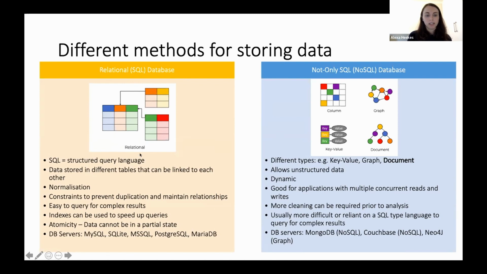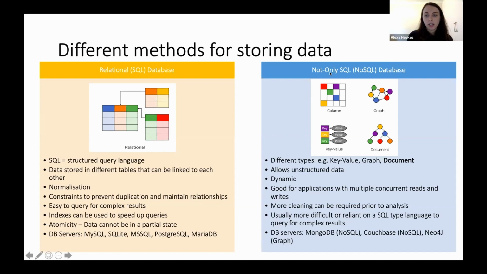Within relational databases, we employ something called normalization, whereby we try and reduce duplication of data. So instead of storing the medication name on every line of medication data, we might just store a code and have a name in a lookup table. Relational databases have inherent constraints to prevent duplication and maintain these relationships. It makes it easy to query for very complex results. You can quite easily compare people's lab data and drug data all in one query. And you can use indexes to speed up queries. There are many different kinds of database servers for SQL databases, and most of these are open source or have community editions, like MySQL, SQLite, Microsoft SQL, PostgreSQL, and MariaDB.